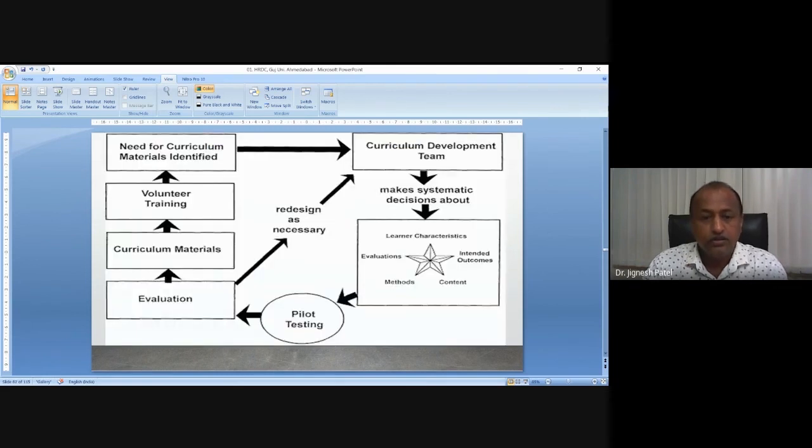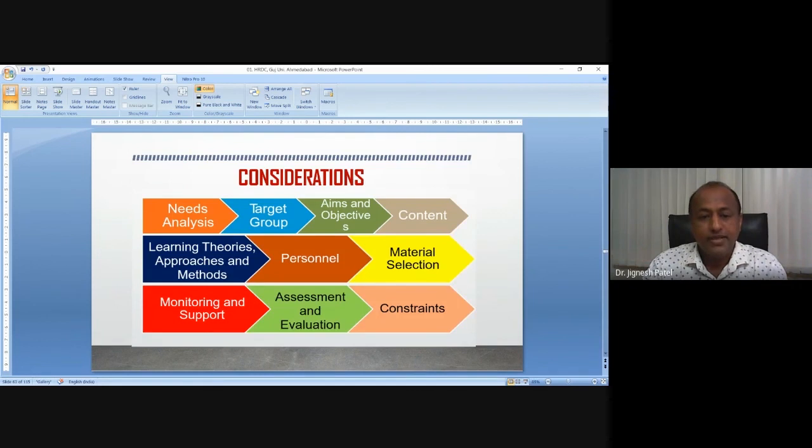These are the considerations of curriculum design, we can say that need analysis. First of all, we have to focus on need, why the curriculum is designed. So what are the needs of the learners? What are the needs of the society? What are the needs of the institution? What are the needs of the employer? So all these things should be analyzed first of all.